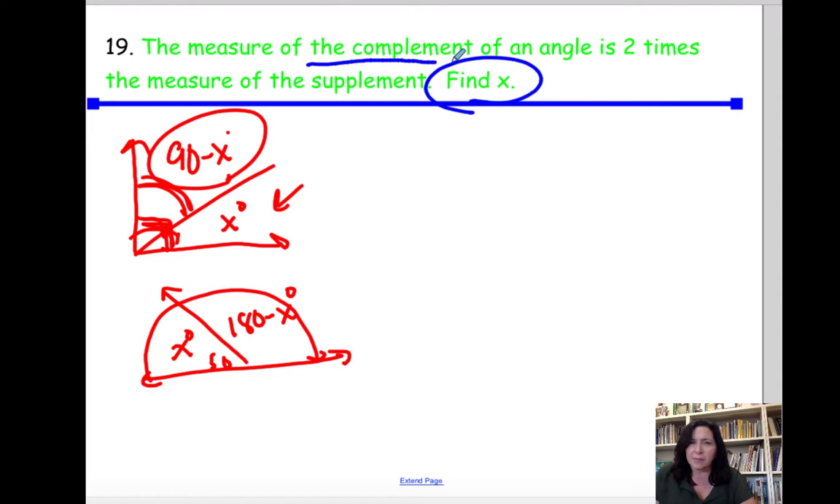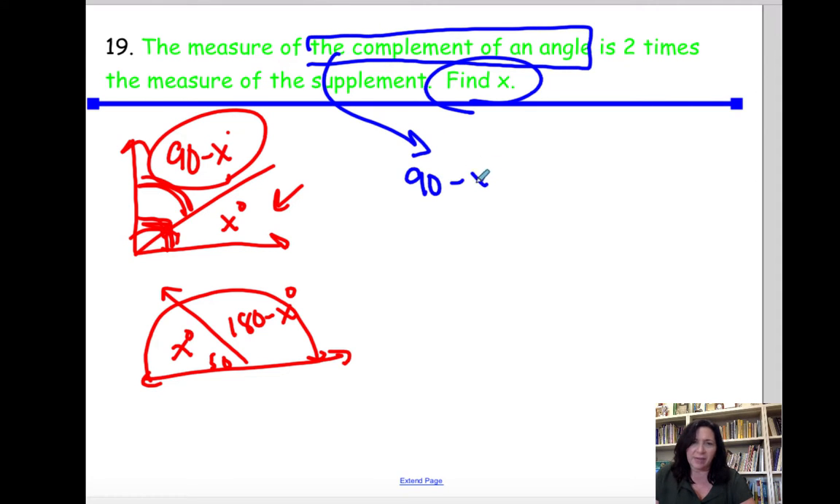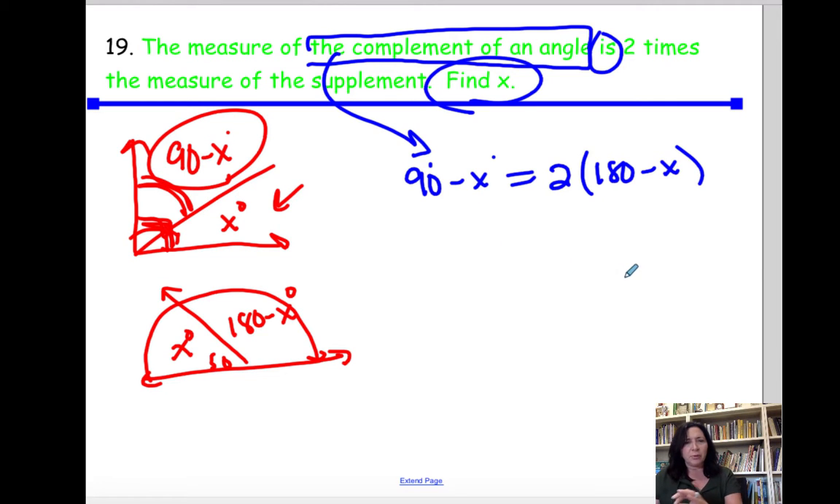So when it says the measure of a complement of an angle, what they're saying for that is that's 90 minus x, and this is a degree here. Is means equals 2 times the measure of the supplement. Now the supplement, if somebody says supplement, you need to write 180 minus x. If somebody says complement, you write 90 minus x. If somebody says supplement, you write 180 minus x every time.